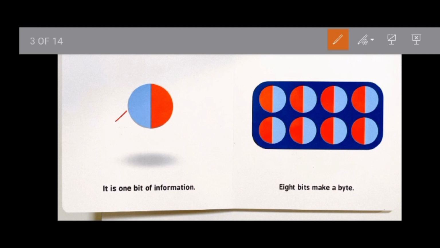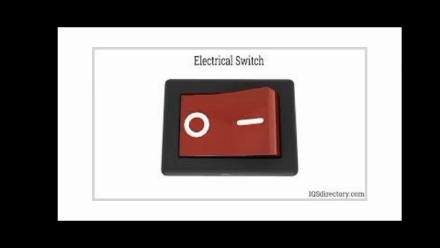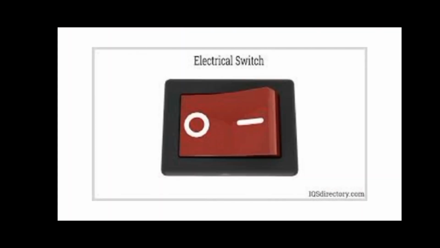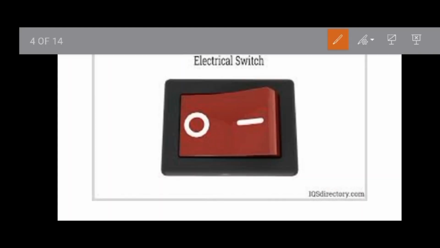So before moving on to this bit, let's talk about something that seems familiar, and it is an electrical switch. You might have seen in your home that we use switches for everything. Like if you want to turn on a fan, you are using a switch. And what does this zero mean? Have you ever thought about it? This zero means that something is off, and this one means something is on.